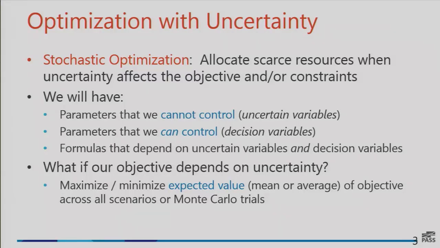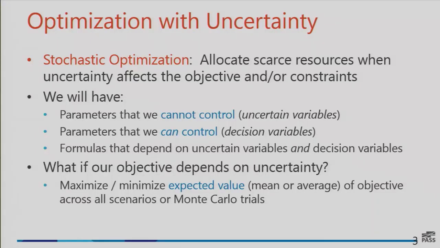All right, so we have one more topic we're going to try to cover, and that is we're going to try to combine simulation, dealing with real uncertainty in our model, and making optimal decisions in the presence of that uncertainty. And we're going to open up some deeper issues, okay? So what are we going to do? The problem is we're going to allocate scarce resources when uncertainty affects the objective or the constraints.